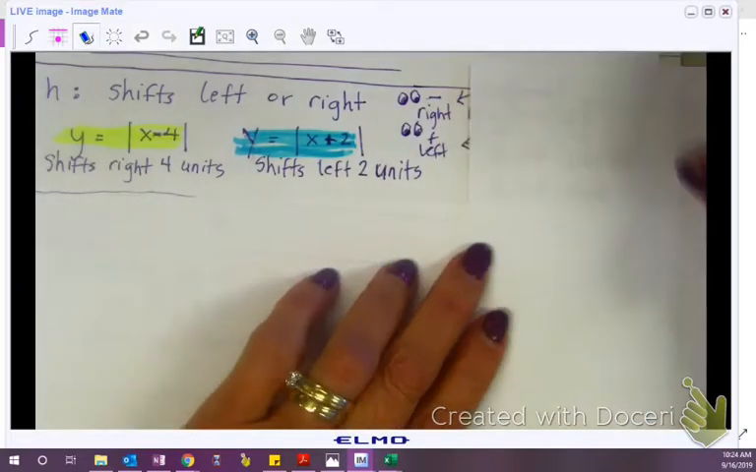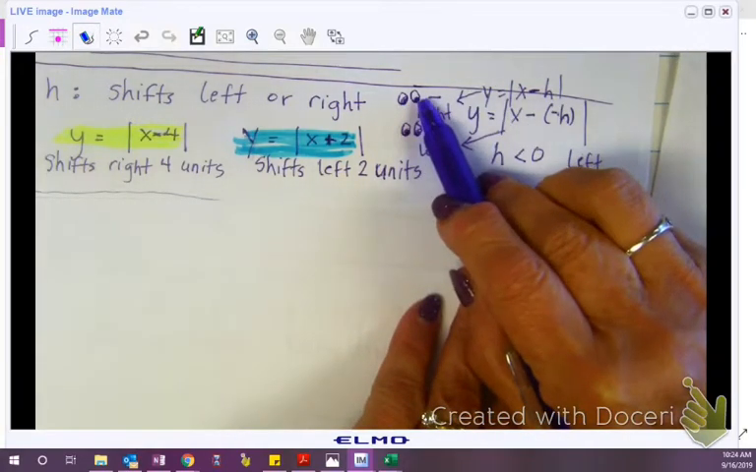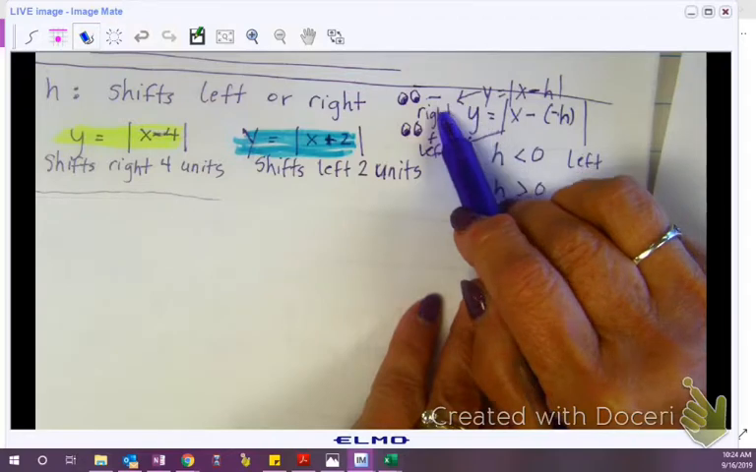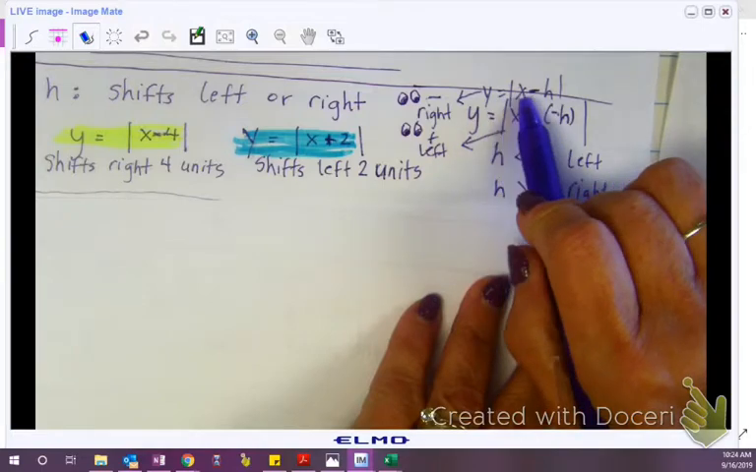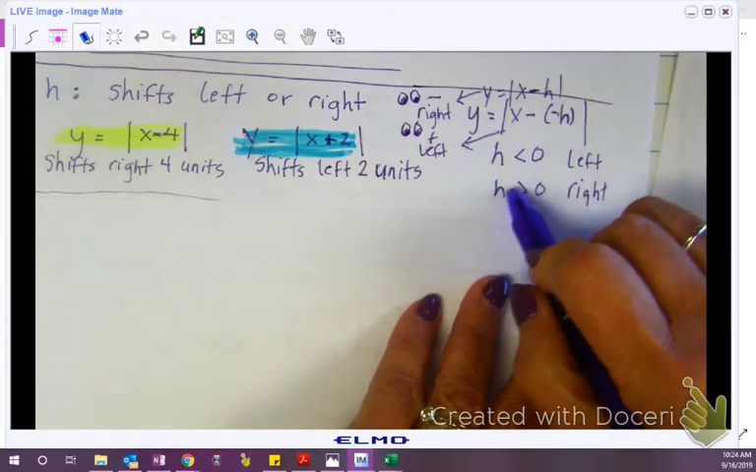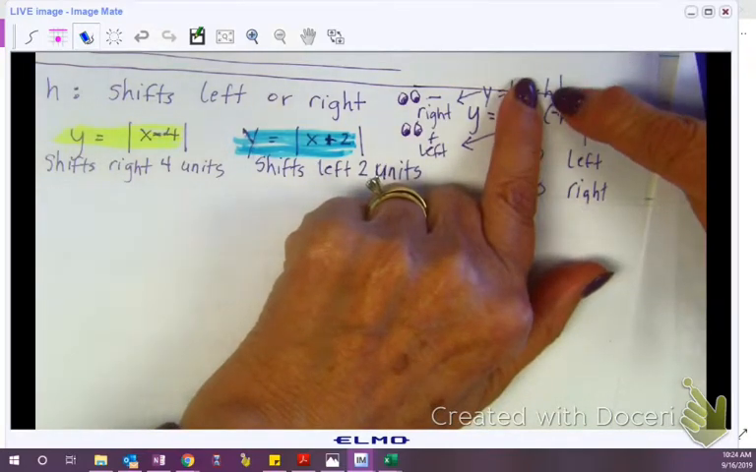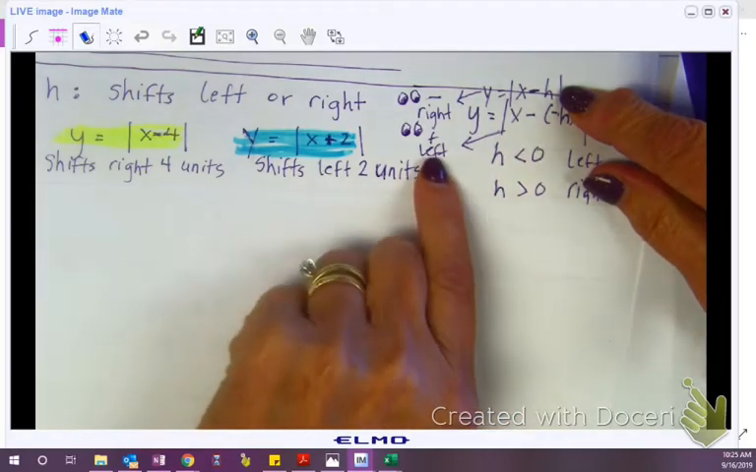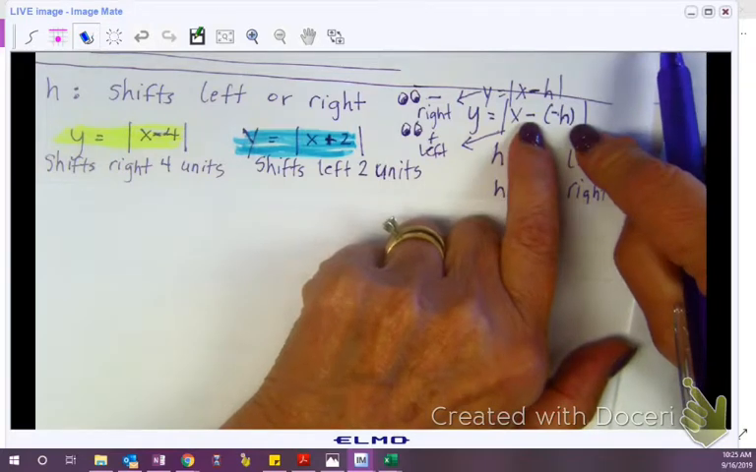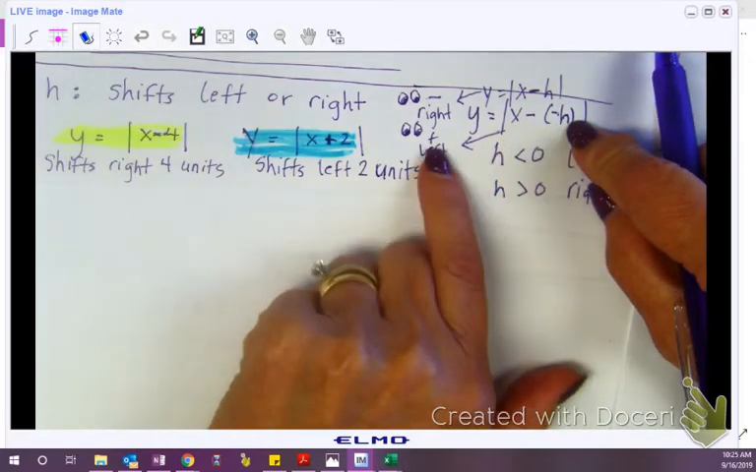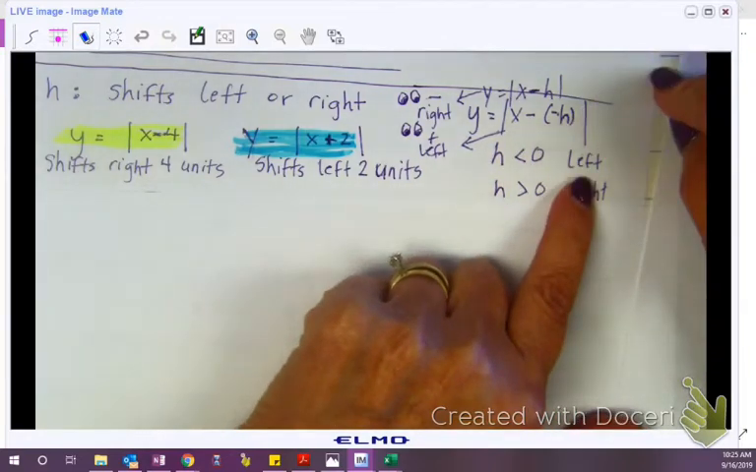Okay, so here's the rest of the information. When you see a minus sign, it's going to go right because the formula is y equals x minus h. So when h is positive, x minus h is the formula, and it's going to go right. But when you see a plus sign, that is because x minus a negative h, a minus a minus is plus. So you will see a plus sign, but the h will be negative and it will go left.